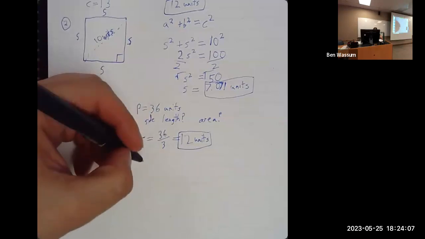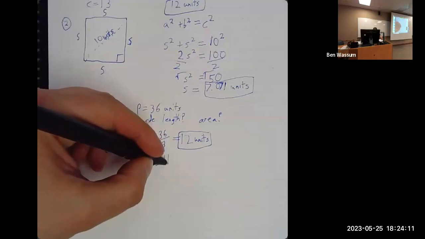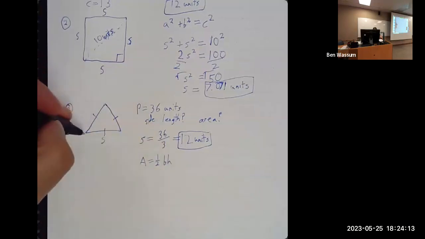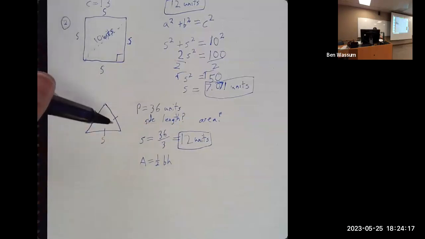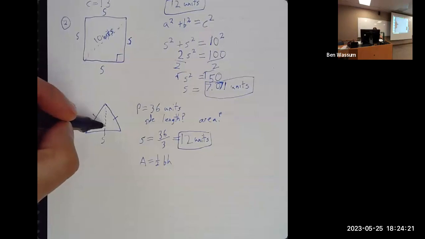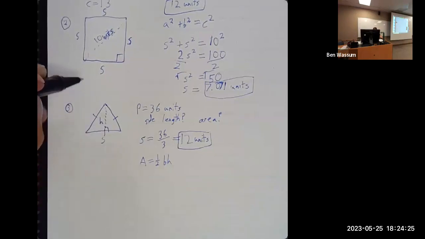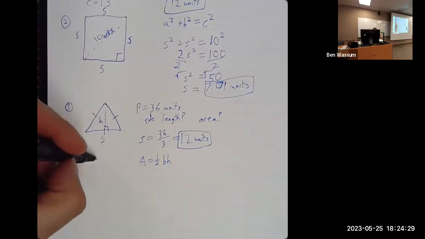Well, the area of a triangle is given by 1/2 the base times the height. Well, we have a base. That's the 12 units here, but we don't have a height. We need that height. So what we're going to do is make a right triangle out of this.